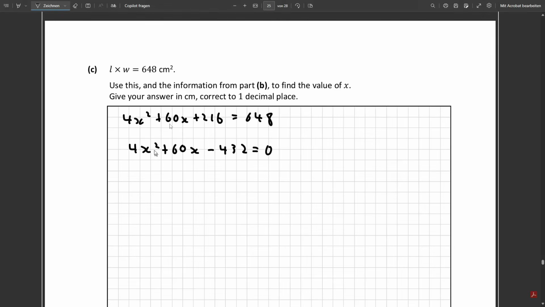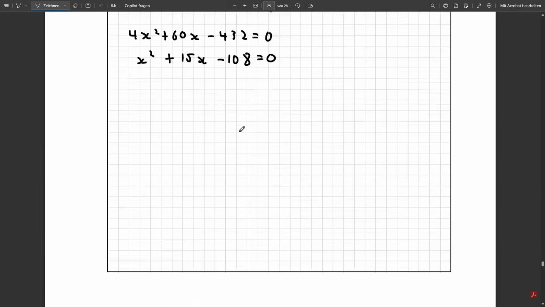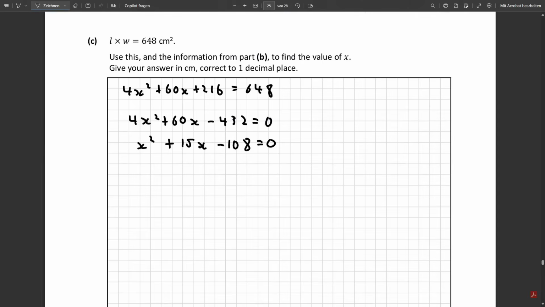And I think we can divide everything by 4 here. Yeah, we can. So if I divide everything by 4, just to make it easier, we get x squared, 60 divided by 4 is 15x, and then 432 divided by 4 is minus 108 equals 0. You can look for factors if you want, or just go straight to the quadratic formula. Given that this is correct to one decimal place, it probably won't factor, so we'll just go straight into the formula, I guess.